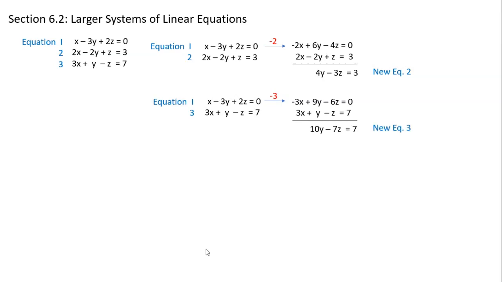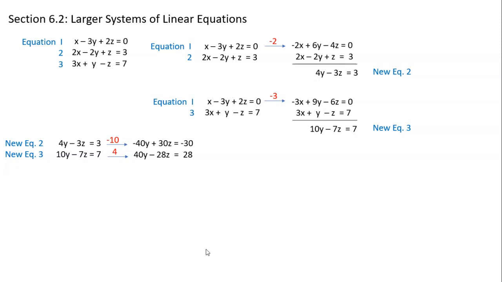Now you see these 2 new equations. Now I only have 2 variables, y and z. So these are my new 2 equations. Now I'm going to get rid of the y. To get rid of the y, I'm going to multiply the first equation by -10, and I need to multiply equation 2 by +4. When I do this, I get -40y plus 30z equals -30. My second equation, when I multiply by +4, I get 40y minus 28z equals 28.